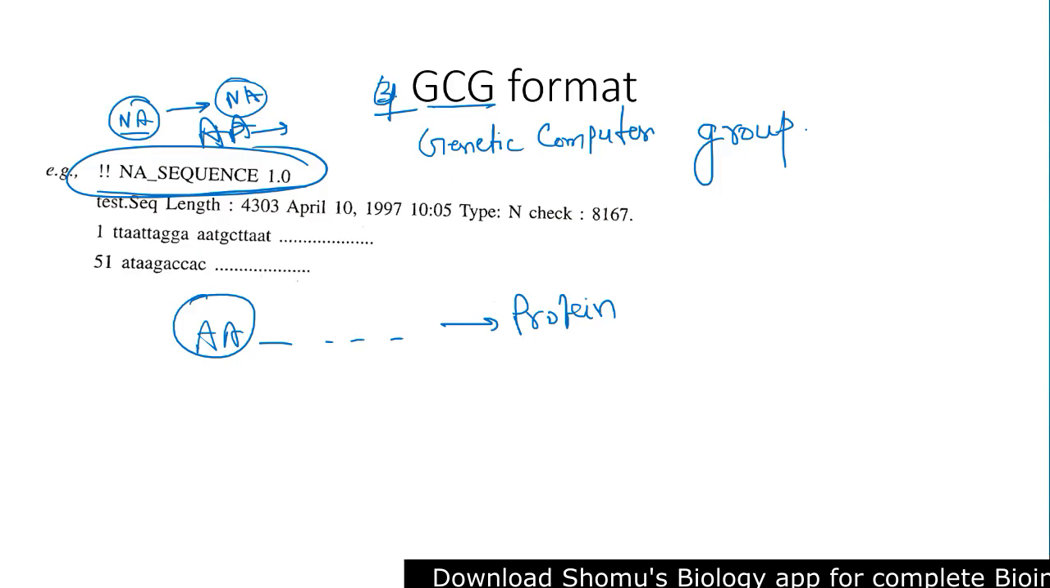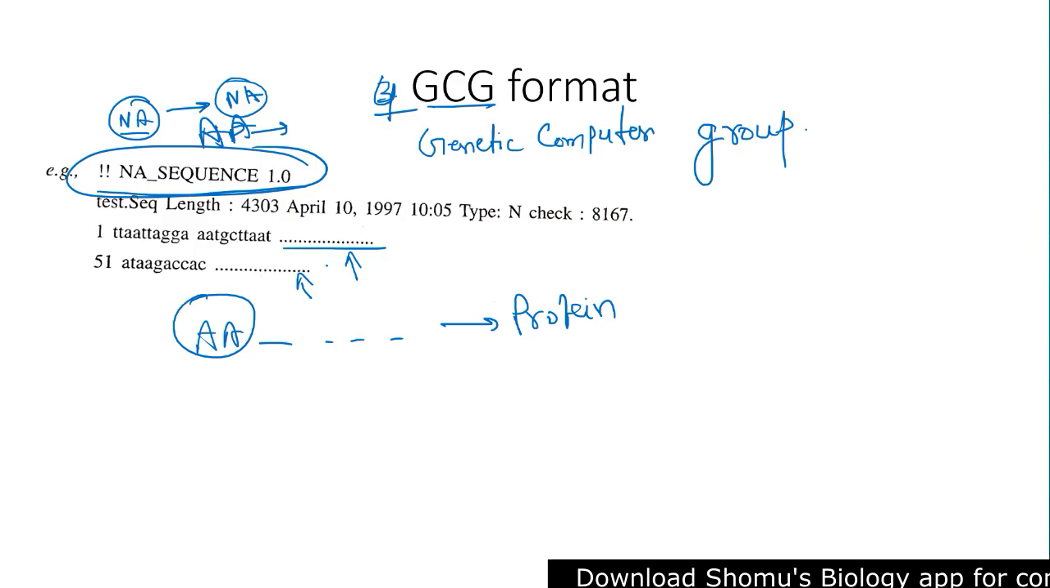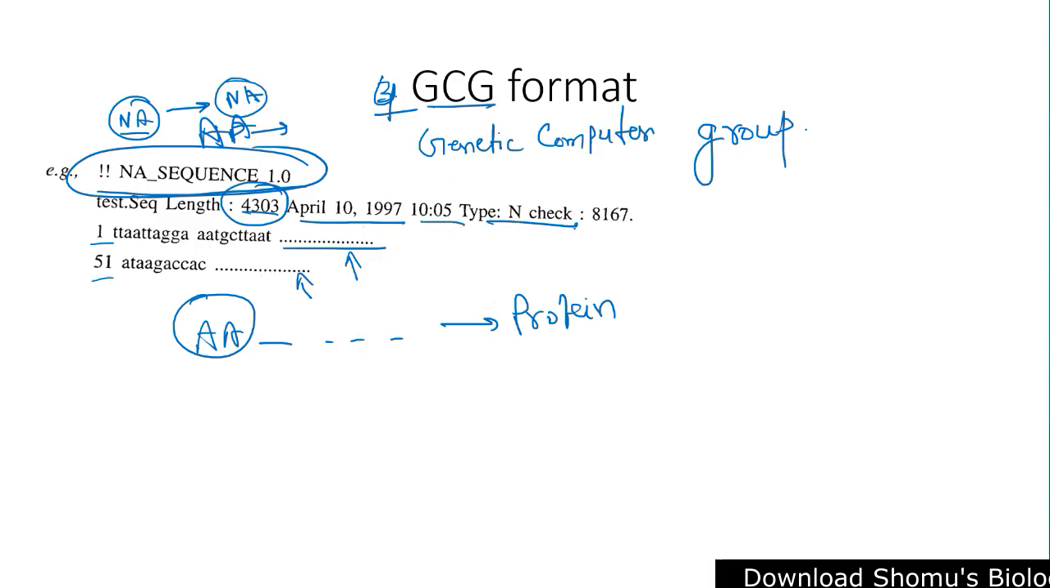Okay. And the next line contains informative text following at the end. In this case, the dotted lines are by choice, not just a dotted line. This is the sequence number starting from 1 and this is 51. Dotted line is the ending. So the test sequence length is given as 4303, date April 10, 1997, time, type, everything is listed here.